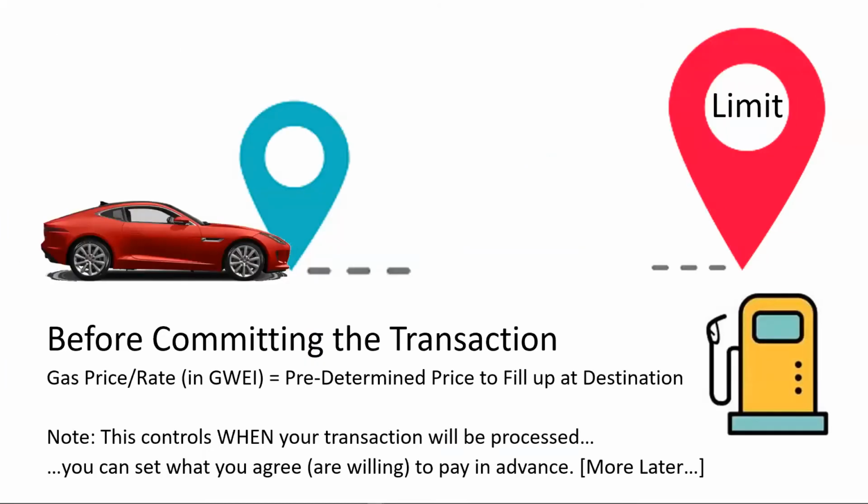So before committing the transaction, you will predetermine the price that you're willing to pay, kind of like deciding how much you're going to pay to fill up your gas tank when you get to the end of your destination. Whether you run out and hit your limit, or you stop early and meet your destination before you hit that limit, either way, you're agreeing to an amount that you're going to pay.